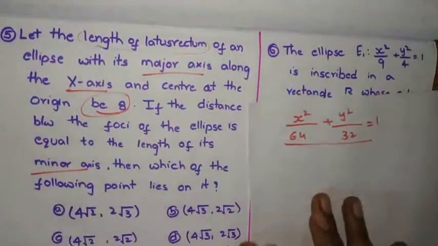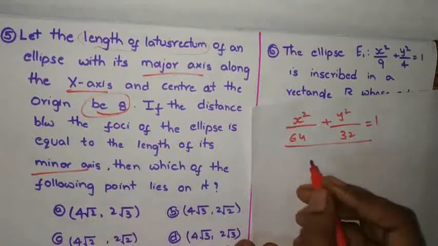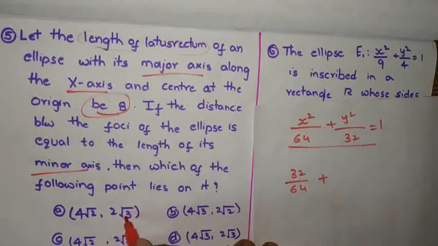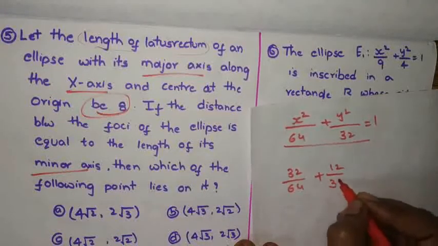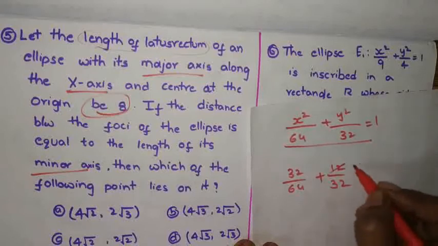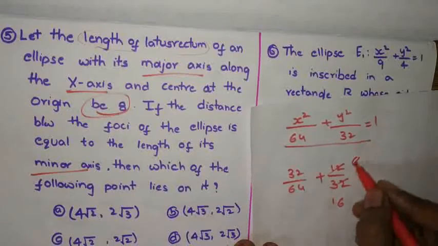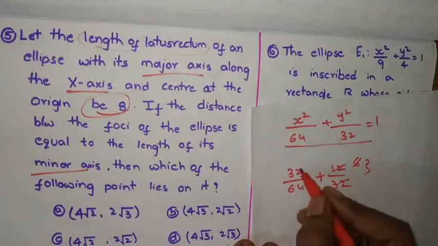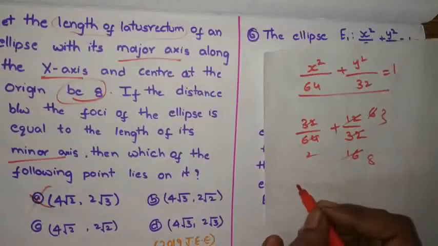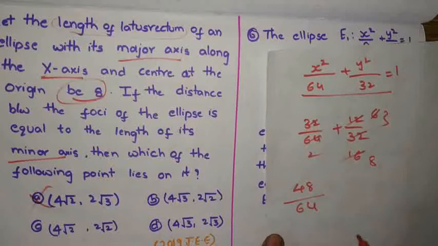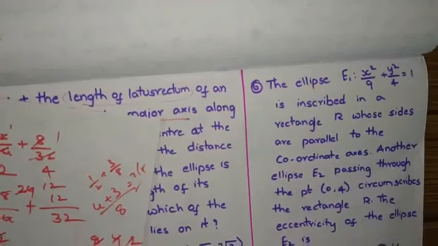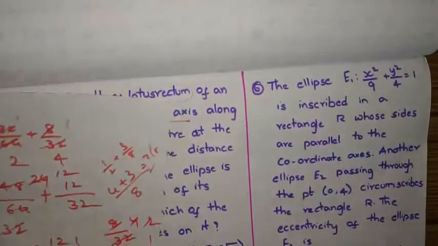First check the first option. 16 by 64 plus 4 threes are 12, 12 by 32. See whether it satisfies. I think it doesn't satisfy. Next, see the option: 3 into 16 is 48 upon 64, plus 2 root 2. See, this I calculated. The second option will satisfy.